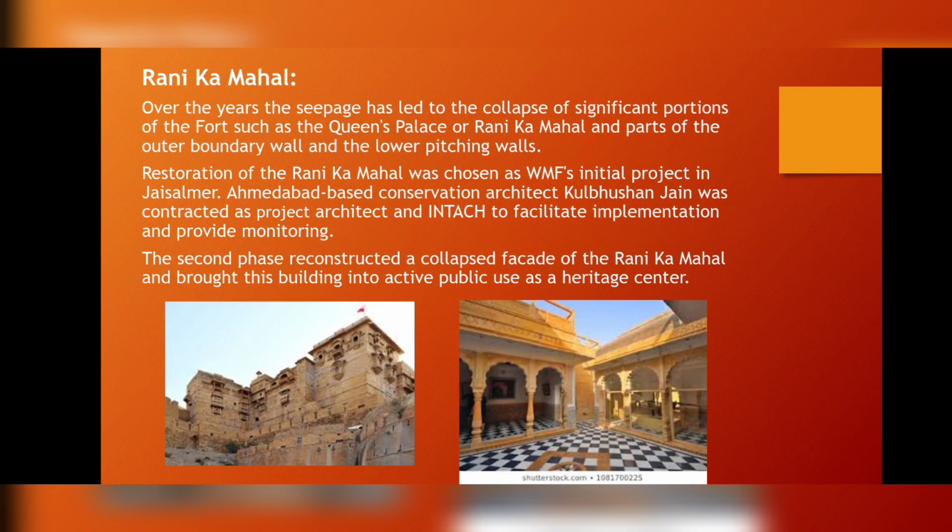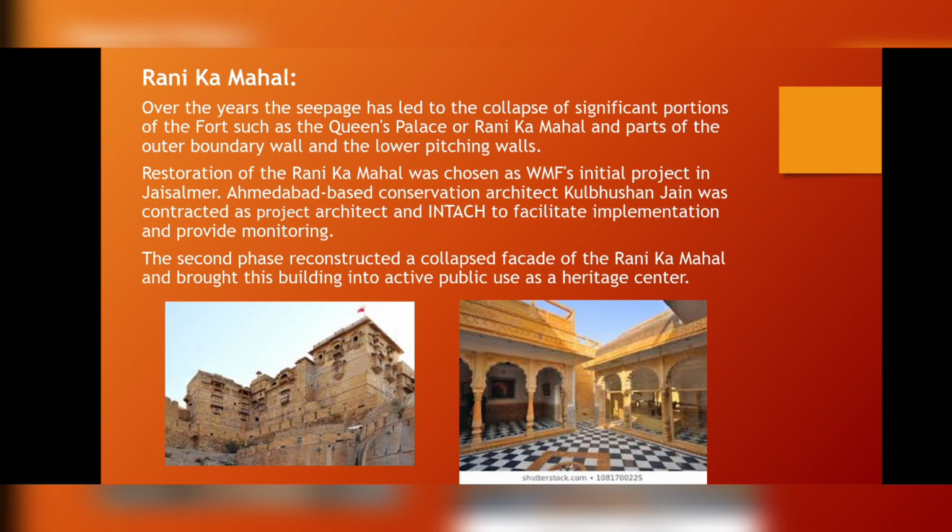Over the years, the seepage has led to the collapse of significant portions of the fort, such as the Queen's Palace or Rani Ka Mahal, and parts of the outer boundary wall and the lower pitching walls. Restoration of the Rani Ka Mahal was chosen as WMF's initial project in Jaisalmer. Ahmedabad-based conservation architect Kulbhushan Jain was contracted as project architect to facilitate implementation and provide monitoring.